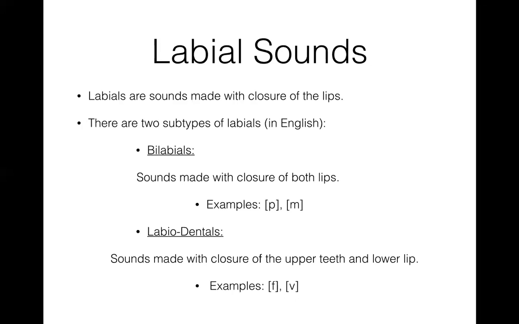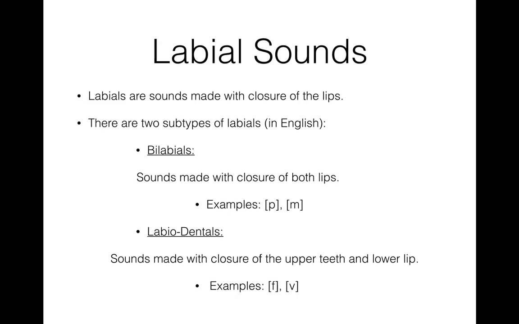So these are the labial sounds. There are two different labial sounds. You can have bilabial sounds where you use both your lips to produce the sound. So you do p, m. And then you have labiodental sounds where you use your upper teeth and your lower lip. So f, v, right? That's a labiodental sound. So two different kinds of labial sounds. And as the name suggests, labial is a sound that is made with the closure of the lips, with your labia, with your lips, right?